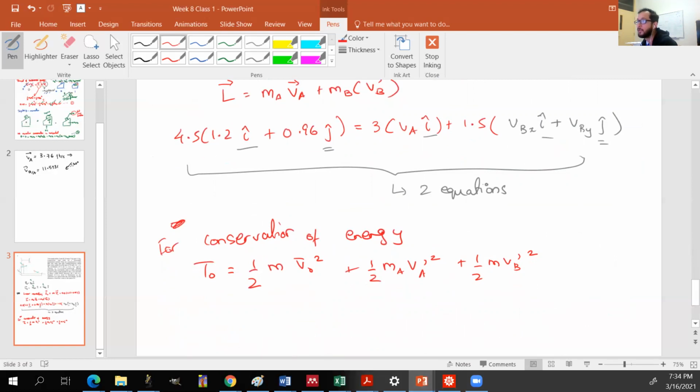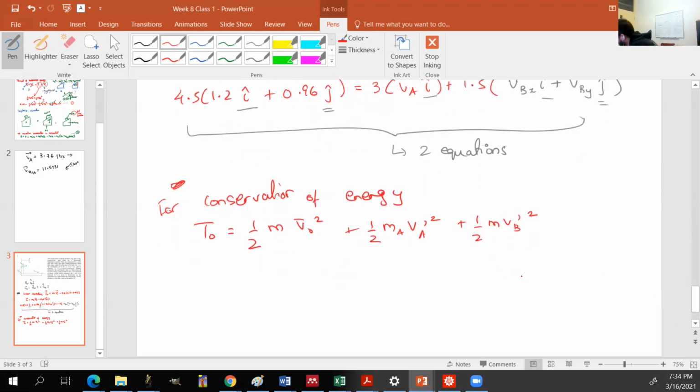So for VA prime and VB prime, what you've got to do is, right, so you have balls that are like that, right? And you have your centroidal that's somewhere there, right? And you know the total length is 0.6. You know that this is 3, this is 1.5, right? So you know that it's moving with a certain angular velocity.